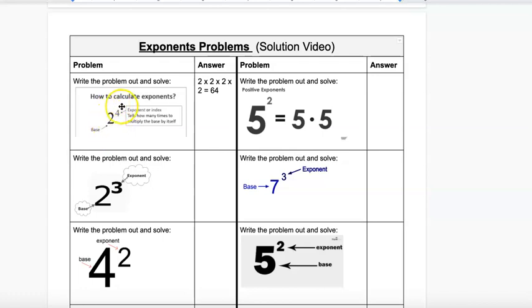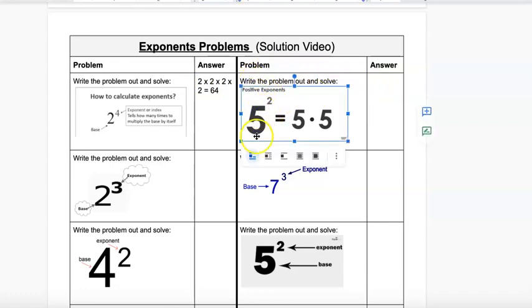So for 2 to the 4th, it would be 2 times itself 4 times. So 2 times 2 times 2 times 2. If you multiply that out, using a calculator is fine, you would get 64. So for each of these, it says write the problem out and solve. So I gave you the example for one. So for this next one, write the problem out and solve.